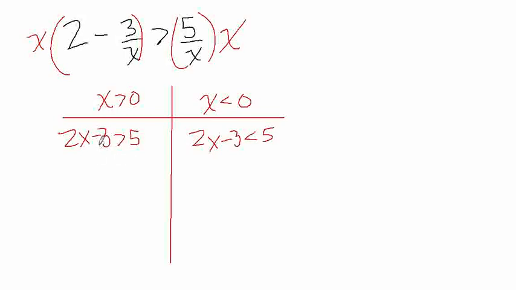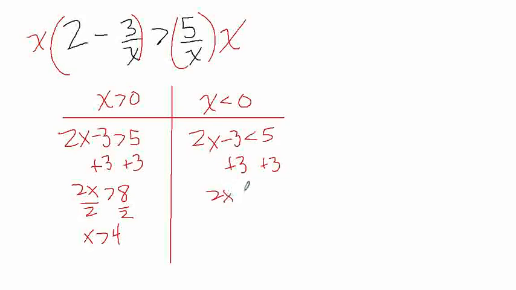We're going to now simplify. I'll add 3 to both sides, so 2x is greater than 8. Divide both sides by 2. X is greater than 4. In the other side, I'll do similarly. 2x is less than 8. X is less than 4.